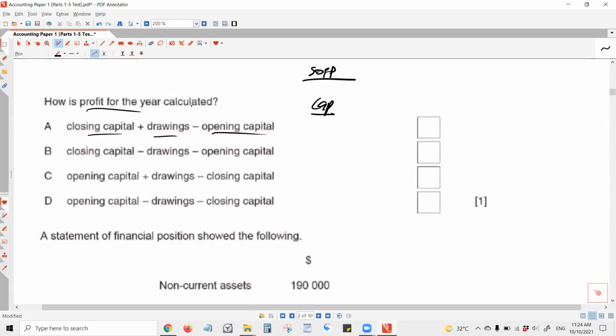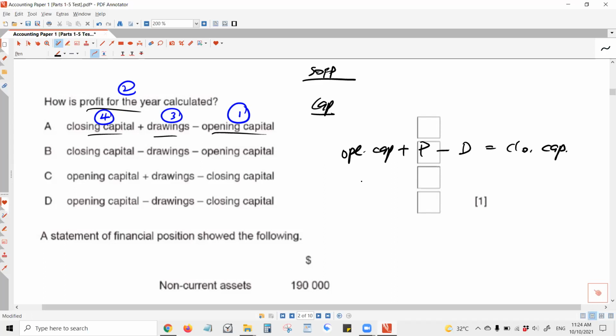The easiest way, the safest way to solve the question is by writing down, really. So you arrange them in the proper order first. This one comes first, this one comes next, and then this one, finally this one. Arrange them in the correct sequence first. Opening capital plus profit for the year minus drawings equal closing capital. Then only you try to rearrange.